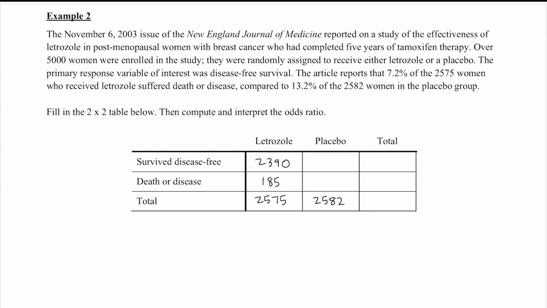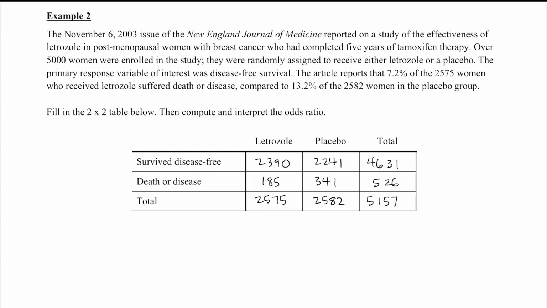Then it says there were 2,582 women in the placebo group, and 13.2% of them suffered death or disease. So 13.2% of 2,582 should give you 341 women. And then when you do the subtraction, that leaves you 2,241 women in the placebo group who survived disease-free. And then you can create the totals column. Again, if you have any questions about how these numbers were arrived at, you can let me know.